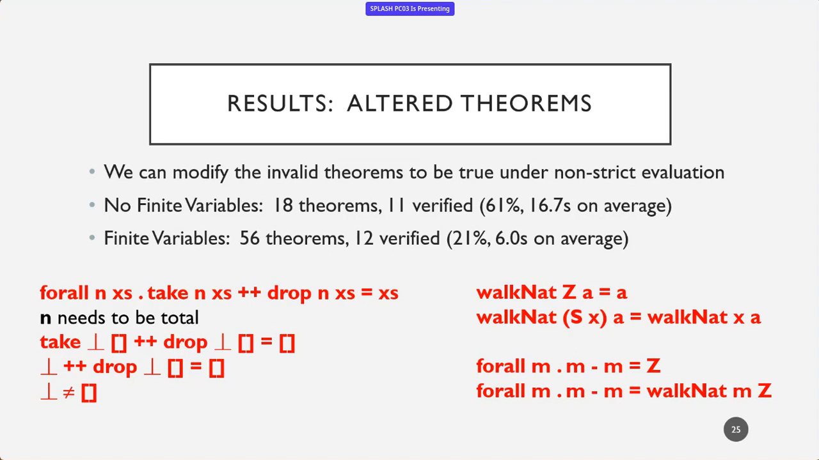For the modified theorems that have totality requirements but no finiteness requirements, we verify 11 out of 18. For the modified theorems that have finiteness requirements and possibly totality requirements as well, we verify 12 out of 56.